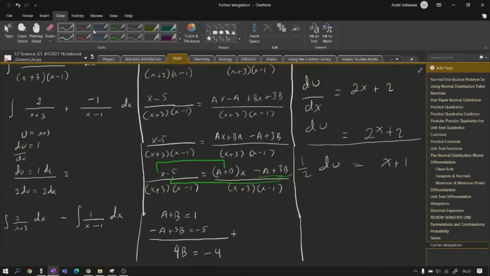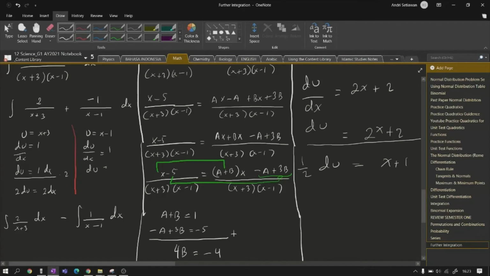Okay, for the right term, u equals x minus 1, so du equals 1 dx. du over dx equals 1, so du equals 1 dx. Since we need 1 dx, we don't have to multiply by 2 or divide by 2.